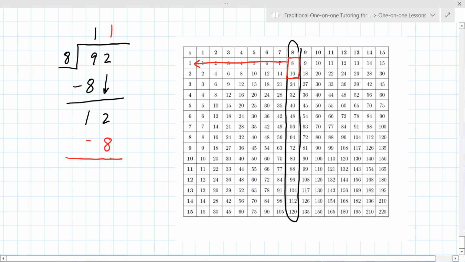You can use your fingers to count. Put one finger up and say 9. Hold one finger up and say 9. Okay, then hold another finger up and say 10. Then hold another finger up and say 11. Then hold up another finger and say 12. How many fingers are you holding up? 4. There's your answer.